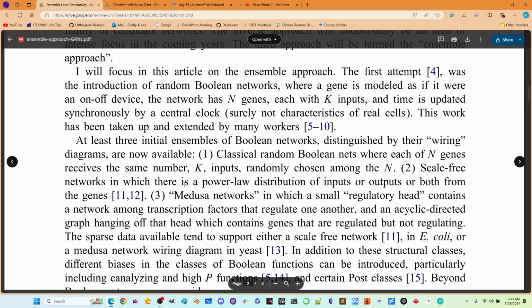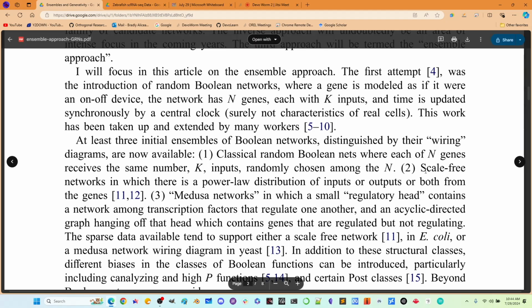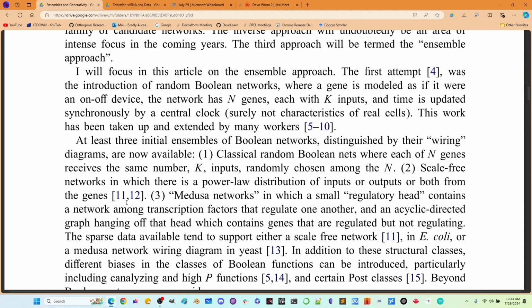You have these scale-free networks in which there are power law distributions of inputs and outputs, or both, from the genes. So you just have a distribution of inputs and outputs that follow a power law, where you have some genes with many inputs and outputs, and many genes with many fewer inputs and outputs. And there's no specific scale to it. It's just kind of according to the tendency. And again, that's useful for some of the things we saw in the first paper, where we saw what looked like they could be power law distributions of the amount of transcript produced by a certain number of genes.